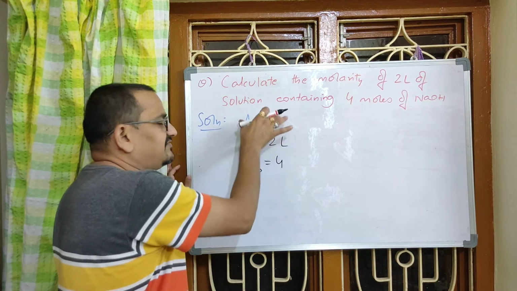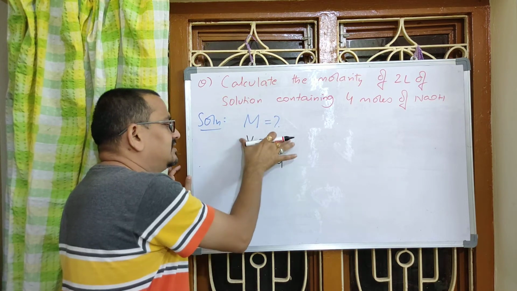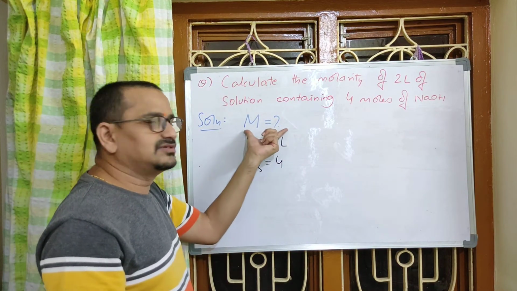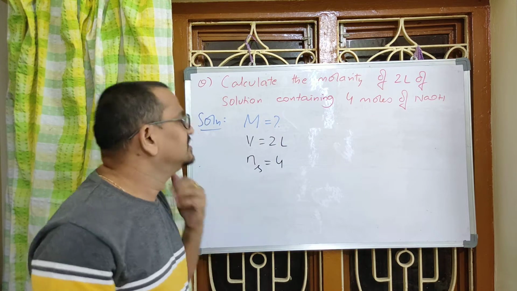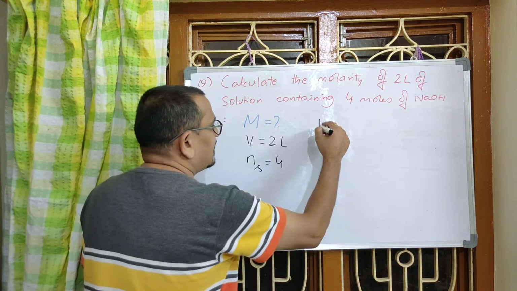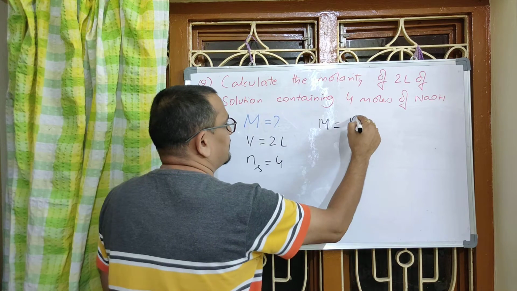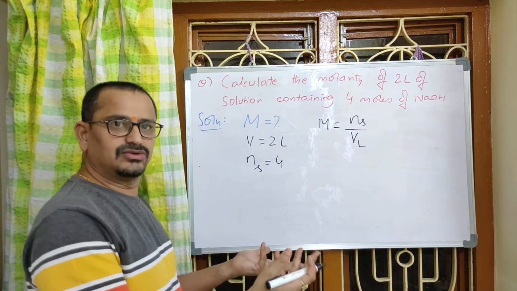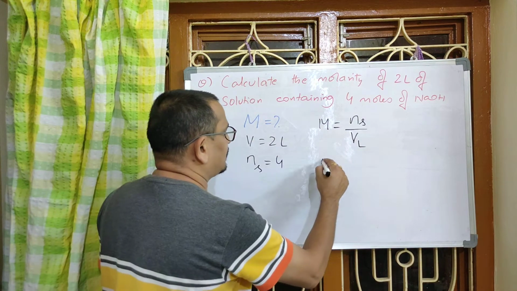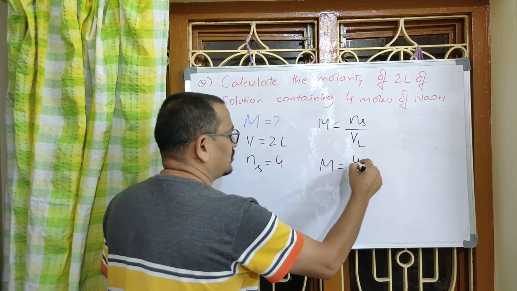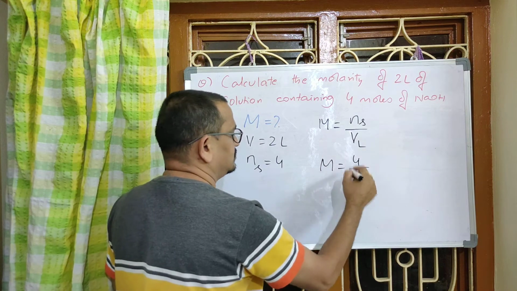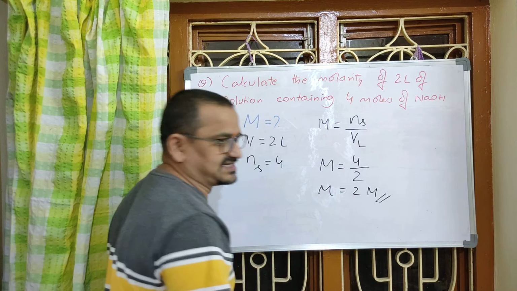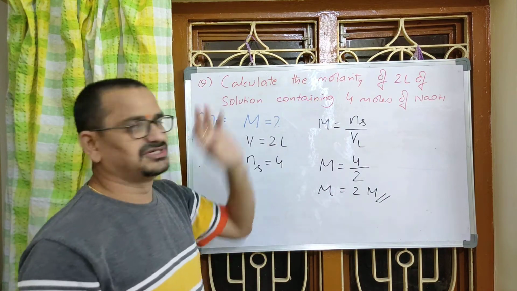Now, what's the formula between the given value and asked value? What's the relation between values asked and values given? We have molarity equals number of moles of solute by volume of solution given in liters. You know this, right? So, molarity equals, what is the number of moles? 4 out of, what's the volume? 2. That is 2 molar.